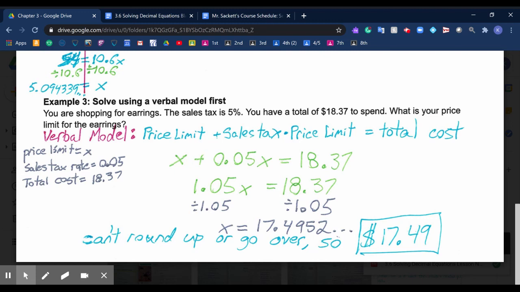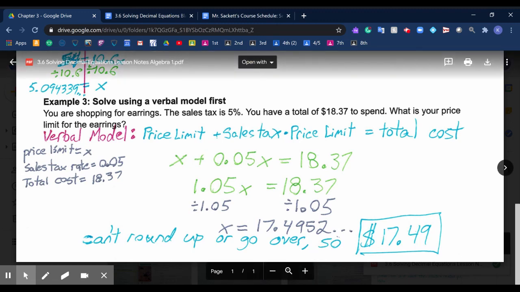And now we're dealing with money again, so we know we'll be rounding to the nearest hundredth. But the problem is here, if we would round up to the next cent, we would go over our price limit. So no matter what in this scenario, we cannot round up. So we're not going to round up from the 17.495 to 17.50. We're just going to leave our price limit at $17.49.